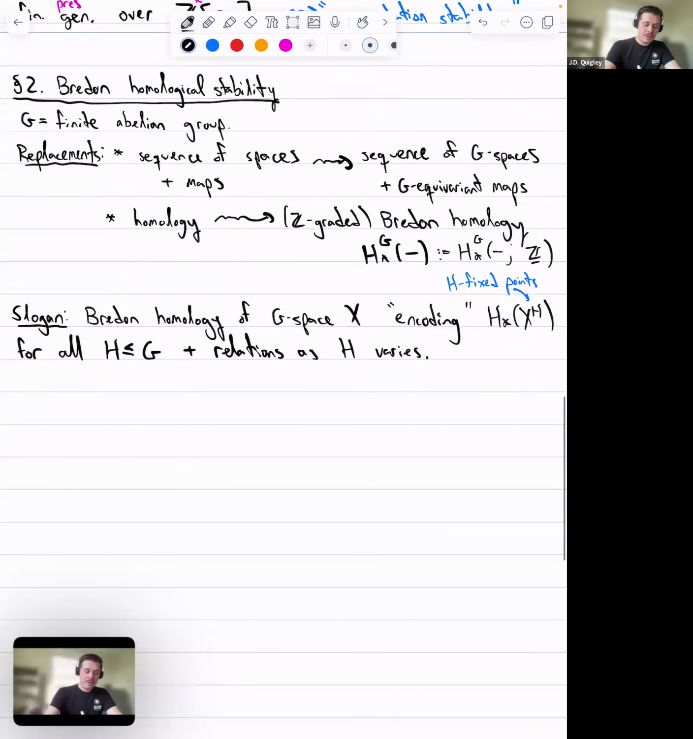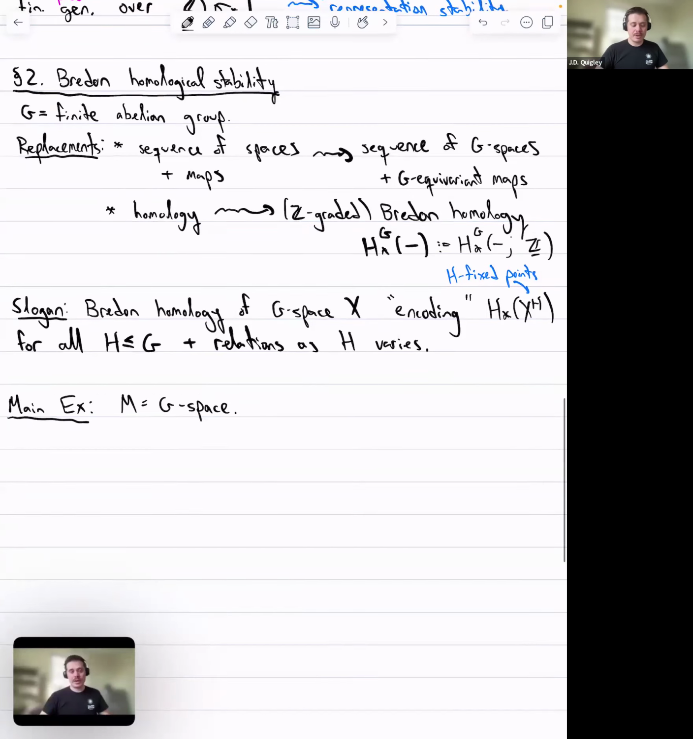Okay. So the main example we're going to consider is the following. So let's say M is a G space. In a second, I'm going to take M to be a G manifold, but for now it's just a G space. If M is a G space, then I can look at unordered configurations of n points in M, and this is also a G space.